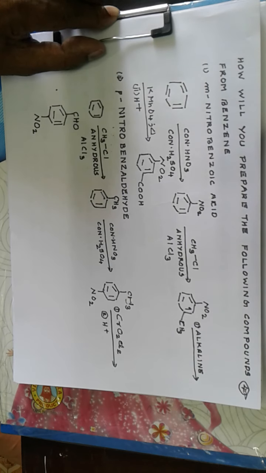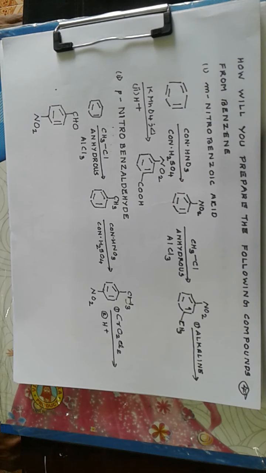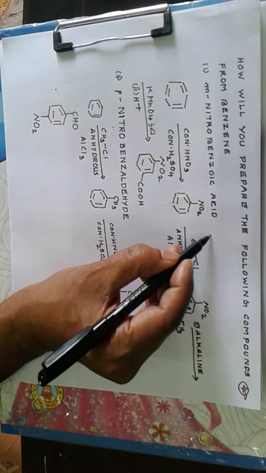Then how will you prepare the following compounds starting from benzene? Meta-nitrobenzoic acid. You nitrate benzene and then treat it with methyl chloride and anhydrous aluminum chloride, that is the Friedel-Crafts reaction.